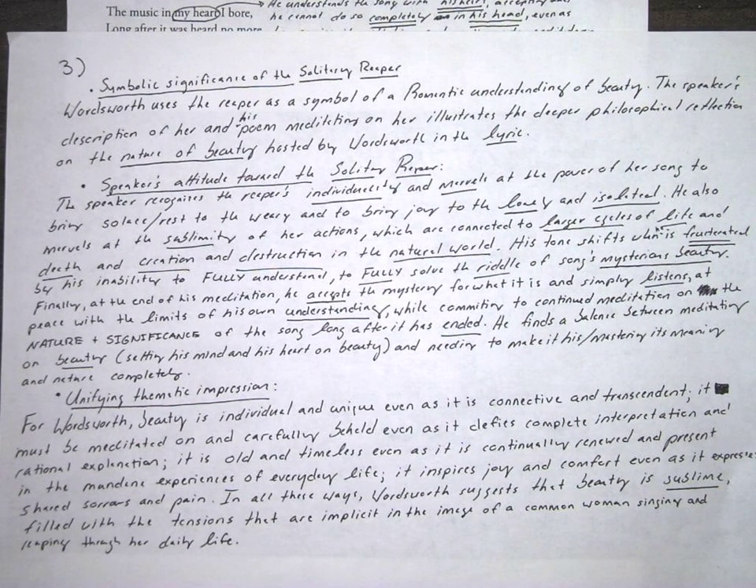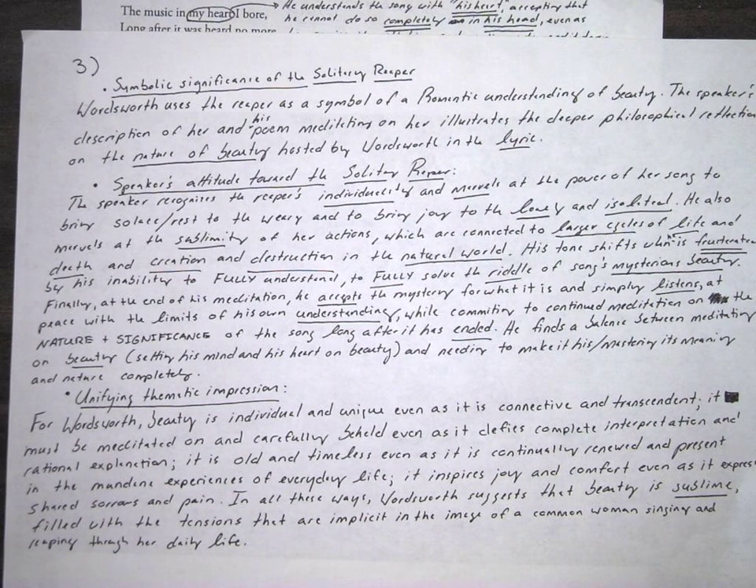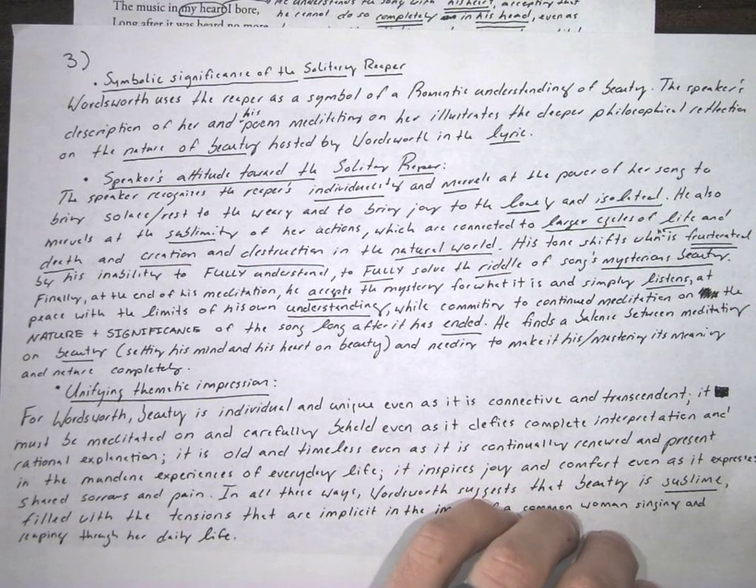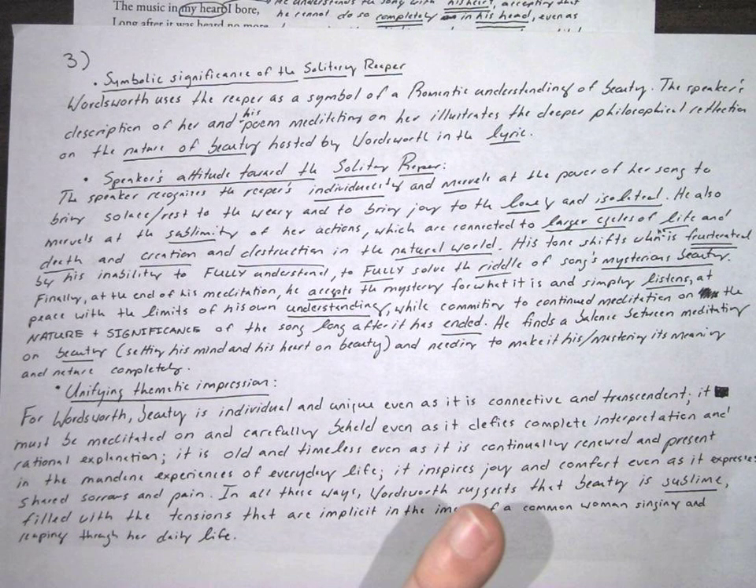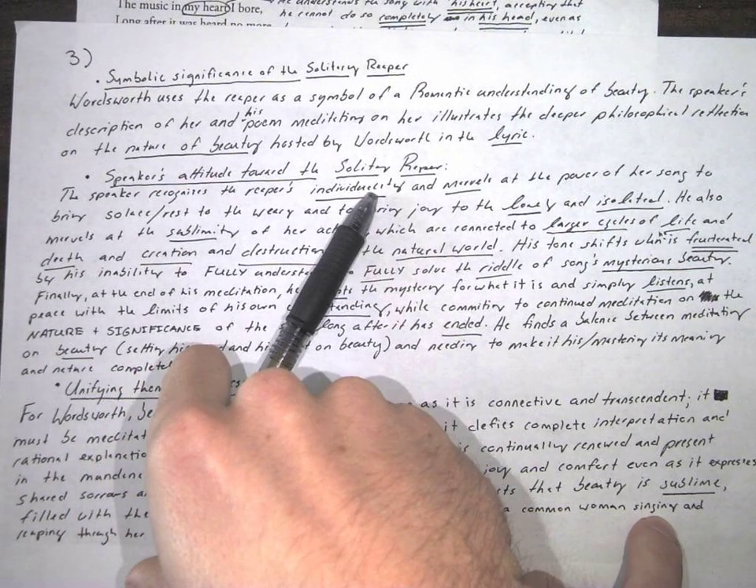First, the symbolic significance of the solitary reaper. Wordsworth uses the reaper as a symbol of a romantic understanding of beauty. The speaker's description of her and his poem meditating on her illustrates the deeper philosophical reflection on the nature of beauty hosted by Wordsworth in the lyric. Okay? So, generally speaking, what does the solitary reaper symbolize? A romantic understanding of beauty, a romantic aesthetic philosophy. All right? What is the speaker's attitude toward the solitary reaper?